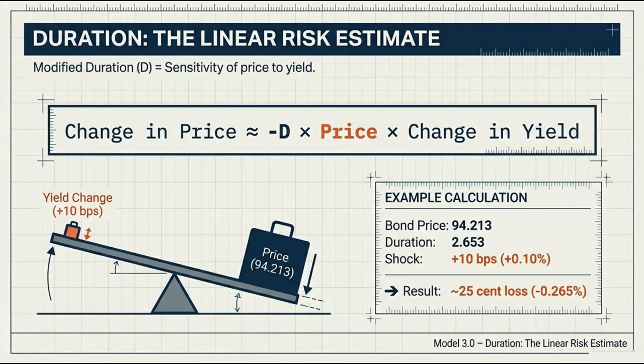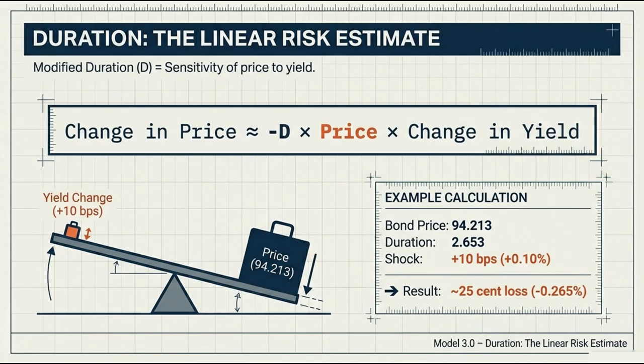Okay, so the estimated percentage change in the bond's price is negative D times the change in yield. That's negative 2.653 times 0.0001, which is negative 0.002653, or a loss of about 0.2653%. Right. And in dollar terms, we multiply that percentage change by the current bond price, the 94.213.